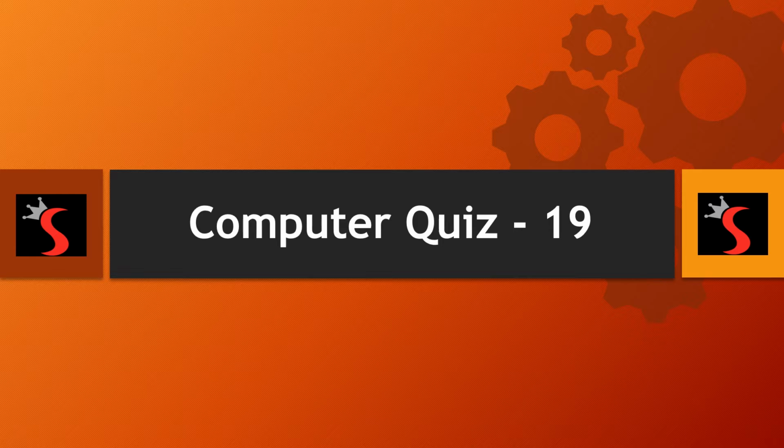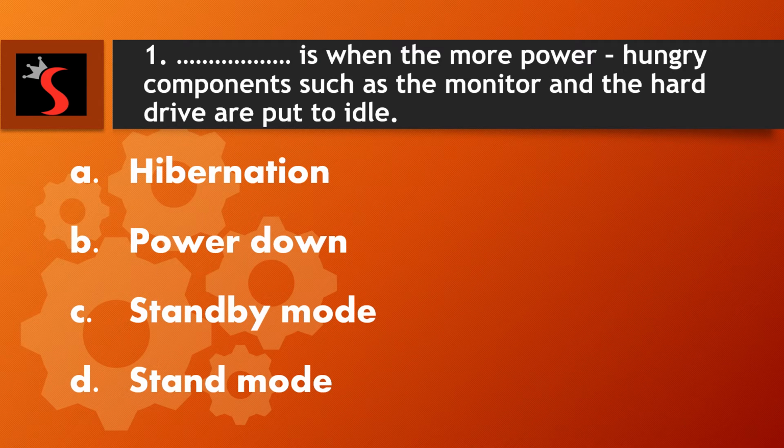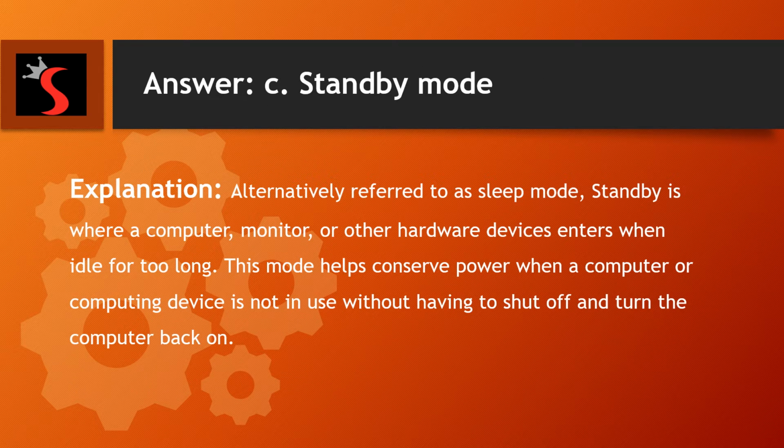So let's begin. The first question is: blank is when the more power hungry components such as the monitor and the hard drive are put to idle. A. Hibernation. B. Power down. C. Standby mode. Or D. Stand mode. The right answer is option C.